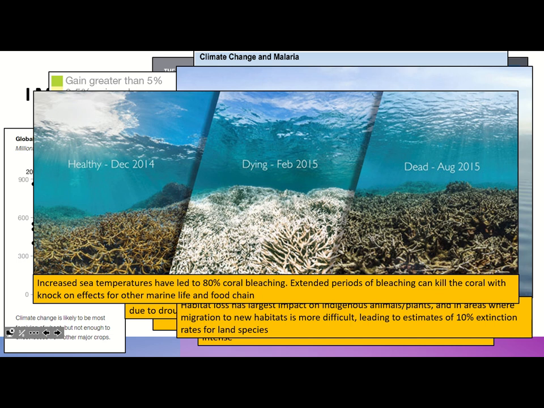Extended periods of bleaching can kill the coral, and then you're killing an entire ecosystem, and that has a massive impact upon other marine life in that food chain. That would be an extended mark that you could go on to talk about. But make sure you get your understanding of coral bleaching correct. It's the idea that the oceans are becoming more acidic as they absorb more CO2.